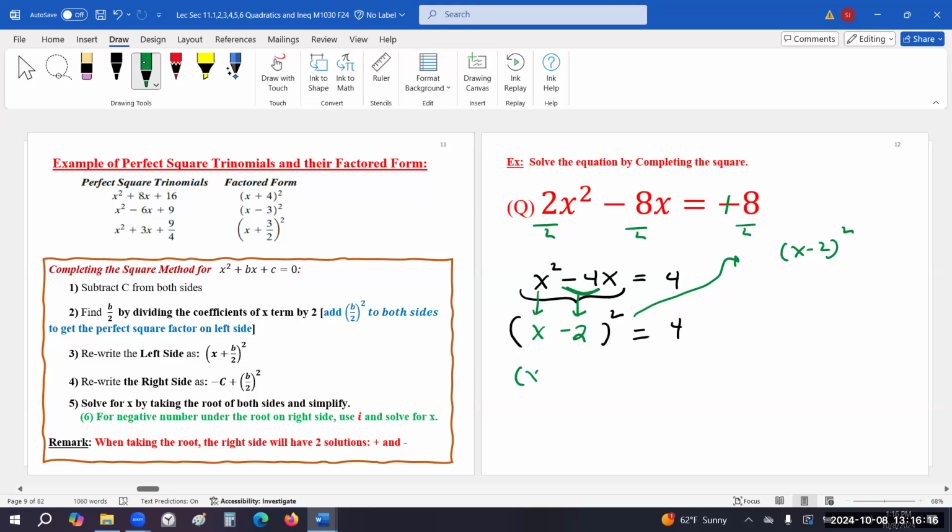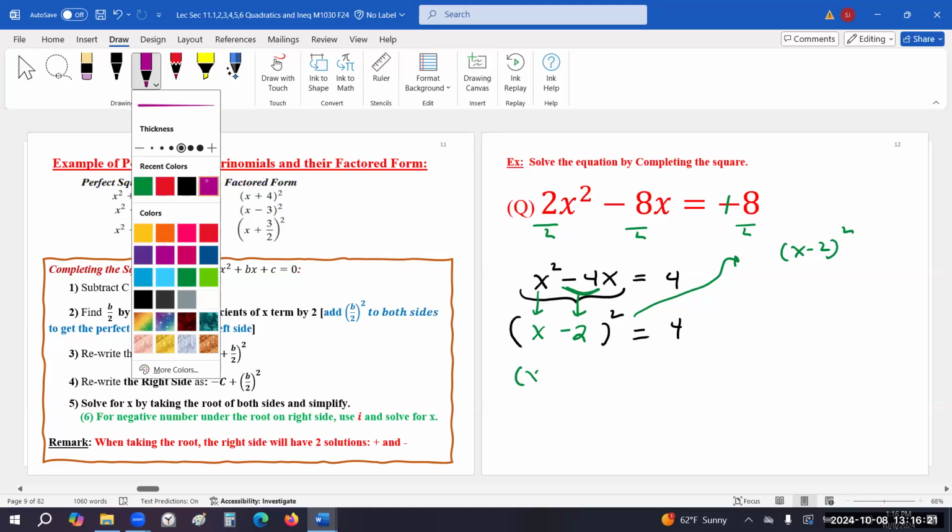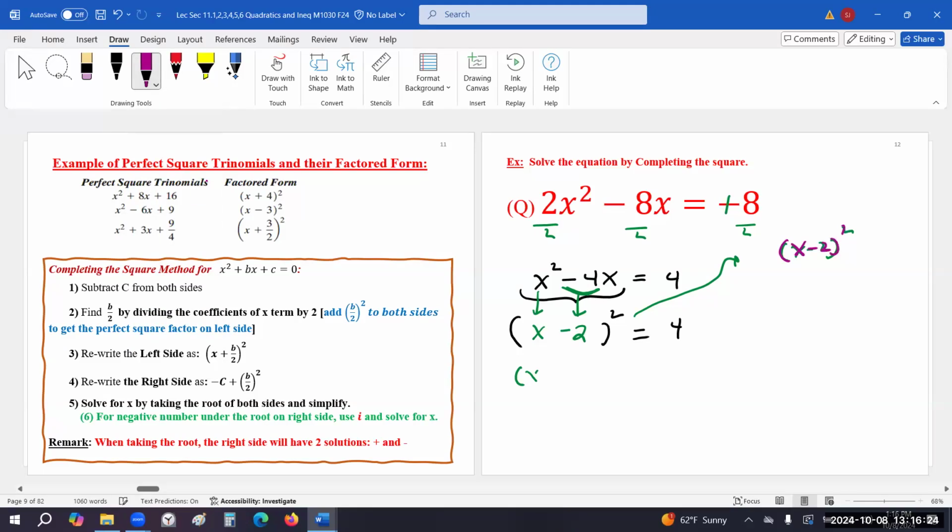Now, if you expand this, look what we get. Let me change the color to something else. We get x minus 2 times x minus 2. That gives us x squared minus 4x plus 4. We already have x squared minus 4x, but we have something extra here. This extra we did not use here, right? That means we have to use it on the other side. So this extra 4 goes here.